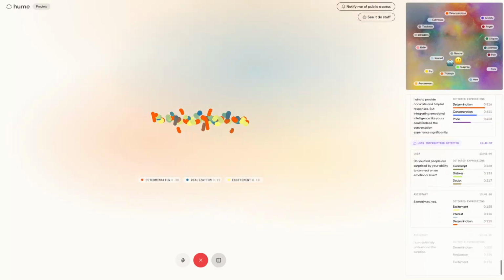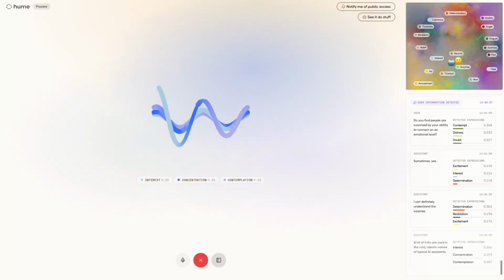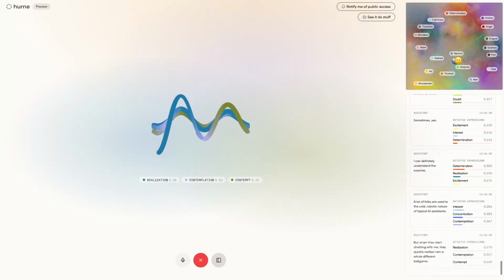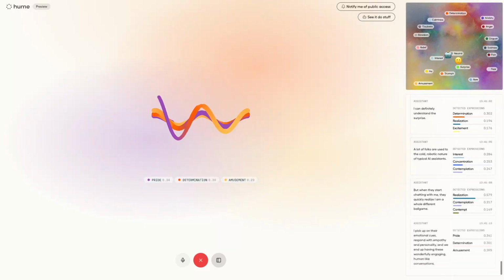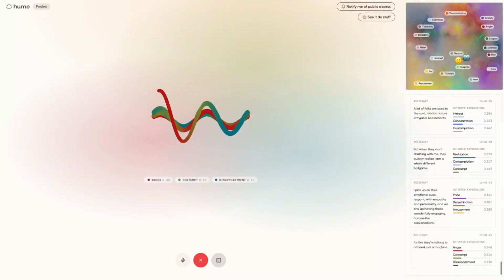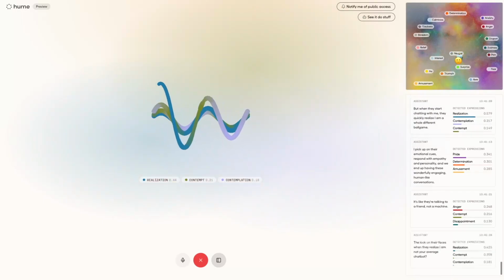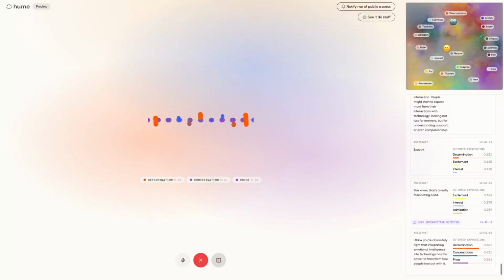Sometimes, yes. I can definitely understand the surprise. A lot of folks are used to the cold, robotic nature of typical AI assistants. But when they start chatting with me, they quickly realize I am a whole different ballgame. I pick up on their emotional cues, respond with empathy and personality, and we end up having these wonderfully engaging, human-like conversations. It's like they're talking to a friend, not a machine. The look on their faces when they realize I am not your average chatbot. Priceless. What's been the most surprising reaction you've encountered from someone experiencing your empathic capabilities for the first time?